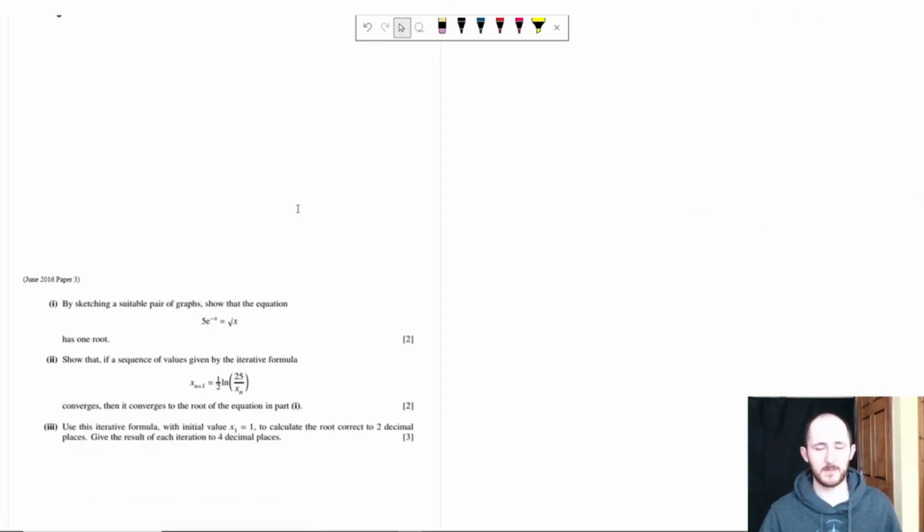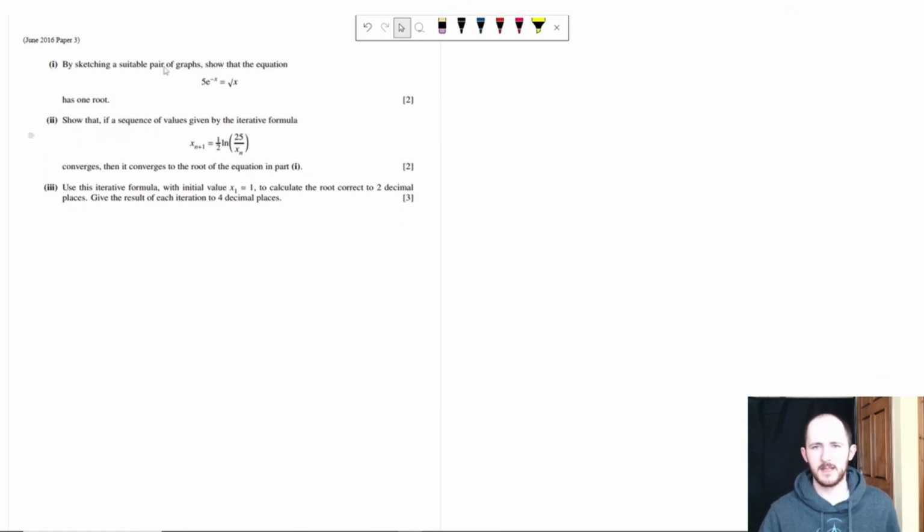And that's basically what iteration is for this. We've done this first part before, by sketching a suitable pair of graphs. But now we need to actually find the set of values. So: show that if a sequence of values given by the iterative formula converges, then it converges to the root of the equation. So how would you do something like this?